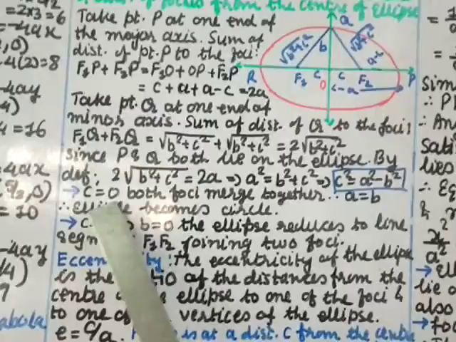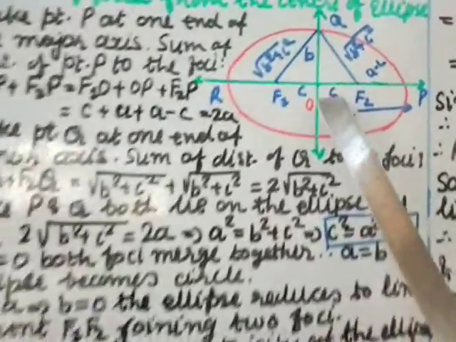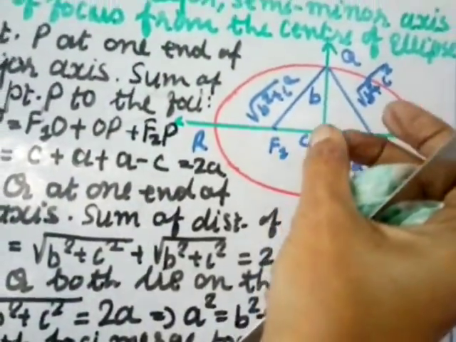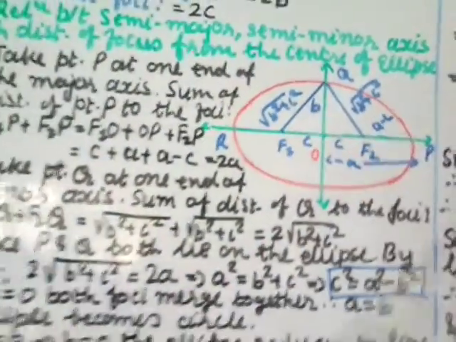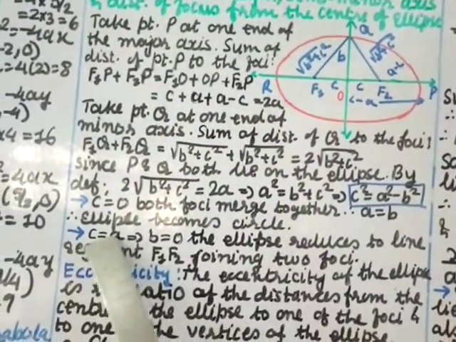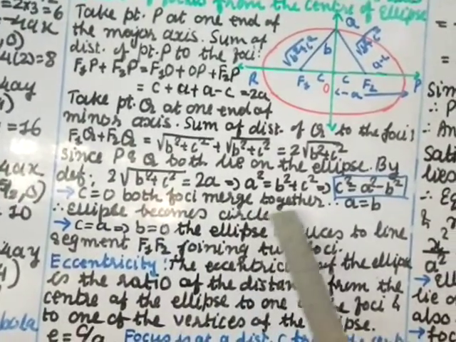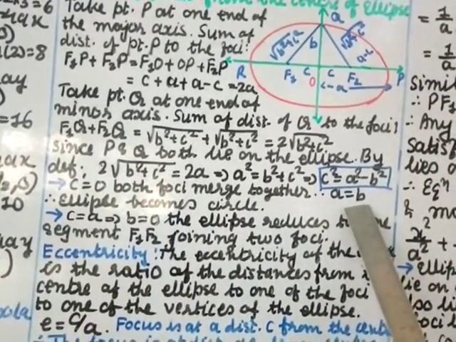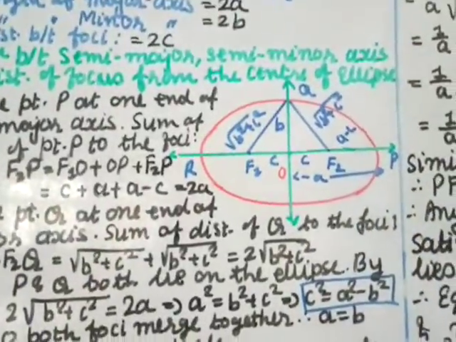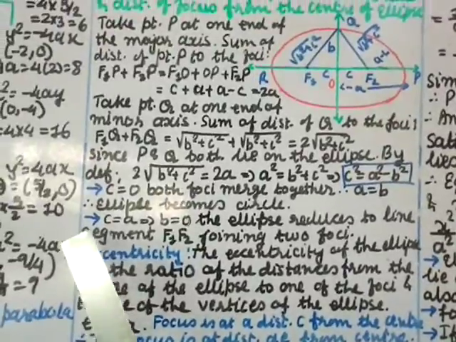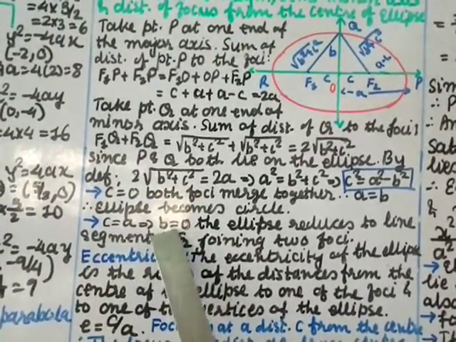Now suppose C is equal to 0. If you take C equal to 0, that means F1 and F2 come together, both the foci merge together. That means A equals B. If A equals B, you will not get an ellipse shape like this, but you will get a circle.